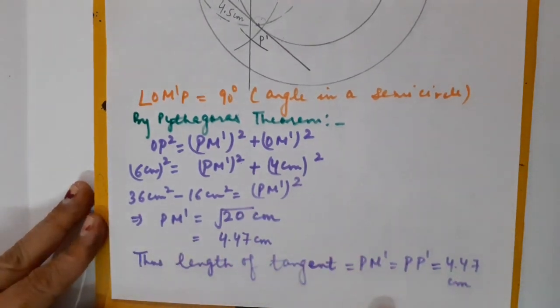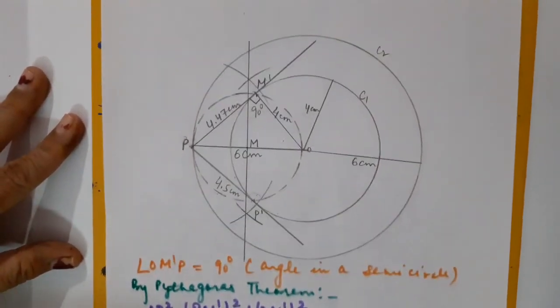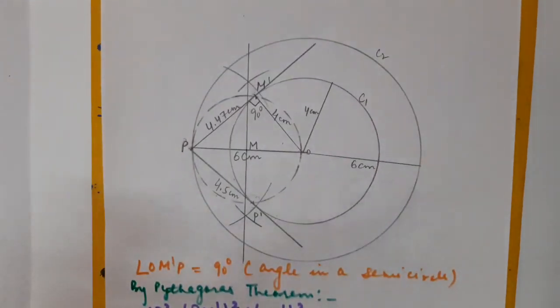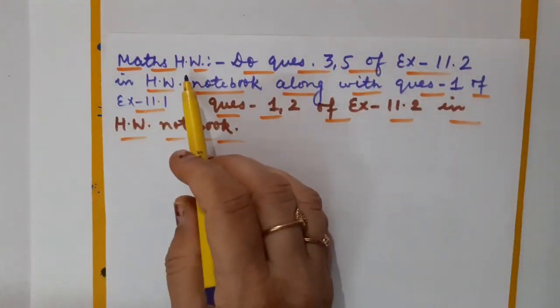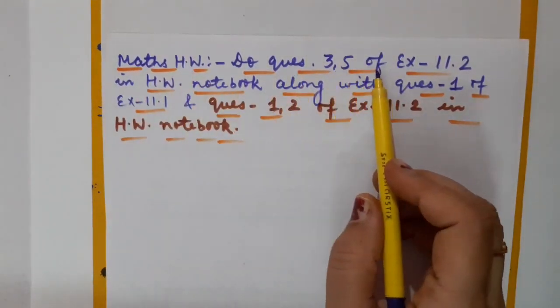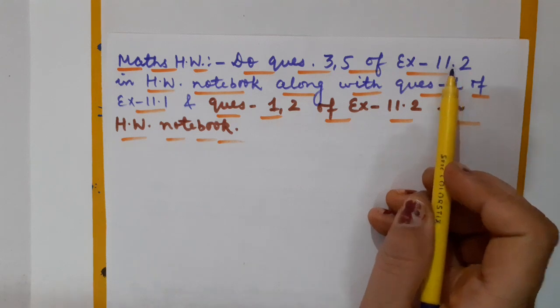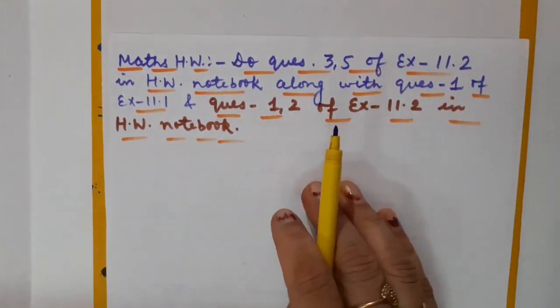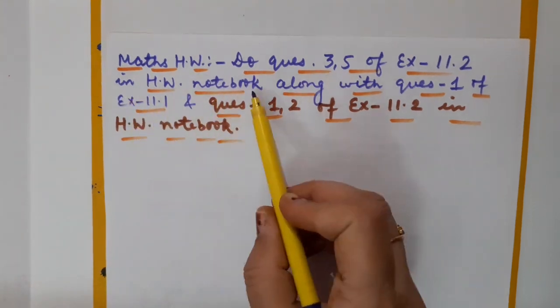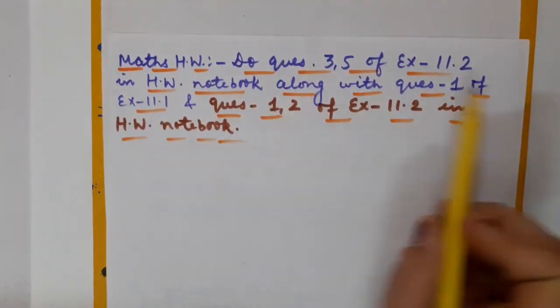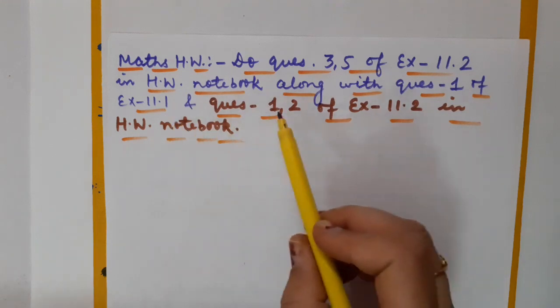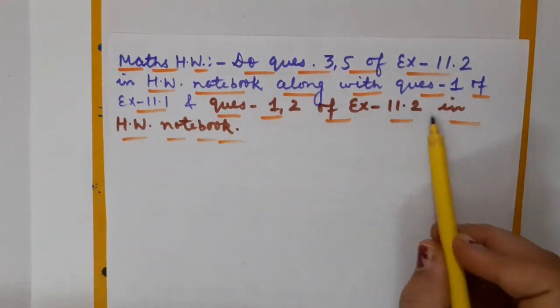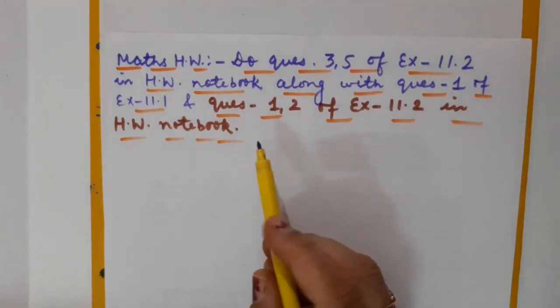Now this is the time to get your mathematics homework. Get your mathematics homework and do it in your mathematics homework notebook. Children, your maths homework is to do question number 3 and 5 of exercise 11.2, that is also based on the construction of the tangents of the given circle, in your homework notebook, along with question number 1 of exercise 11.1 and question number 1 and 2 of exercise 11.2.